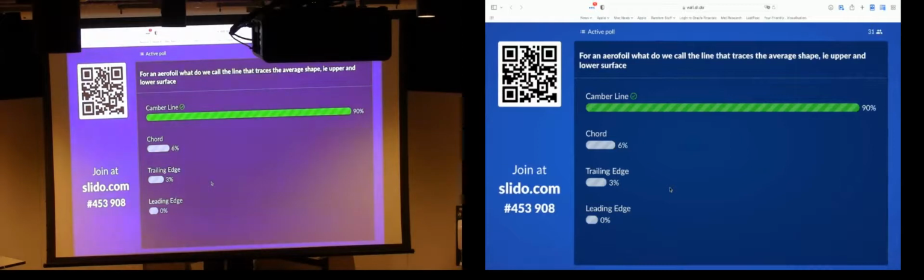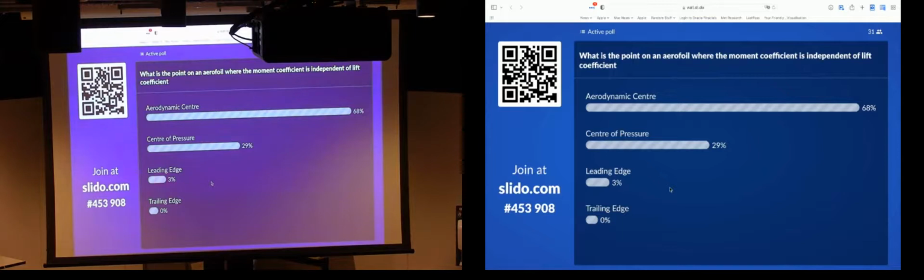Okay. Question 2. What is the point on an airfoil where the moment coefficient is independent of the lift coefficient? Is it aerodynamic center, center of pressure, the leading edge or the trailing edge? I see some of you are still stuck on this leading edge bit. It is, I'll give it to you, the aerodynamic center.